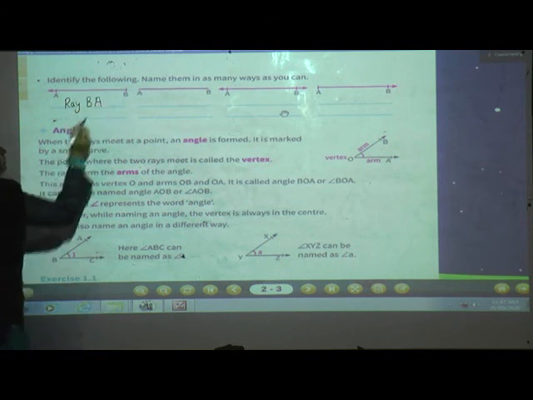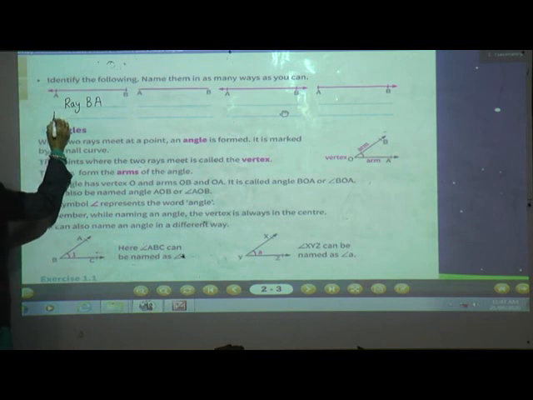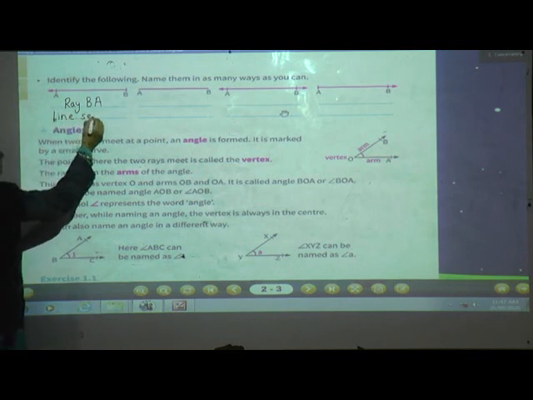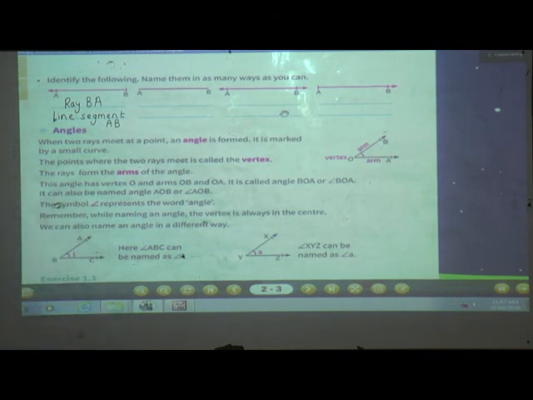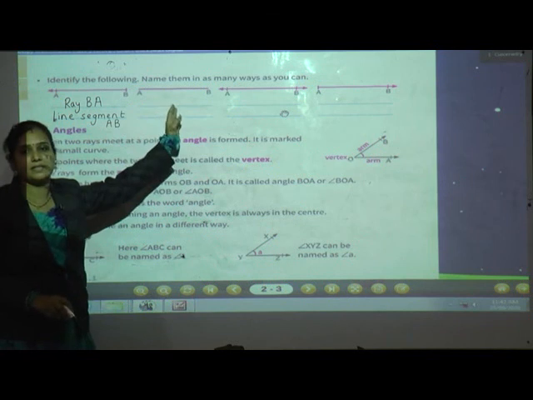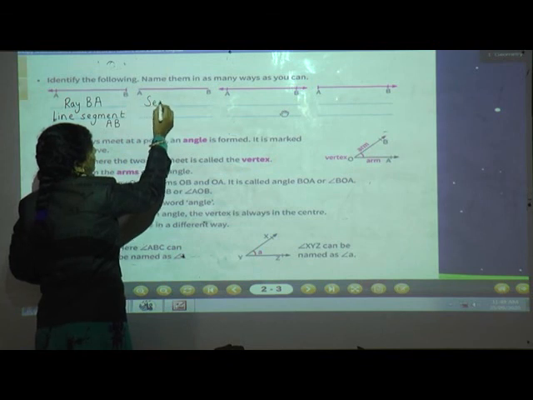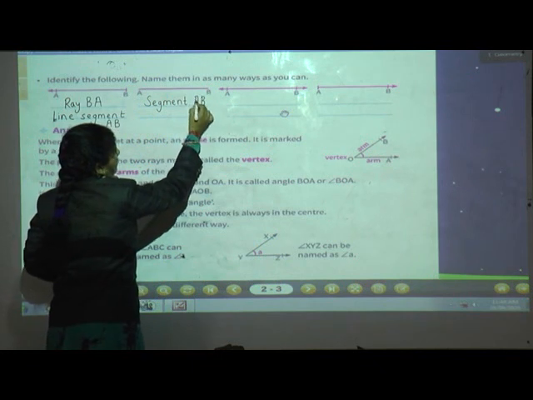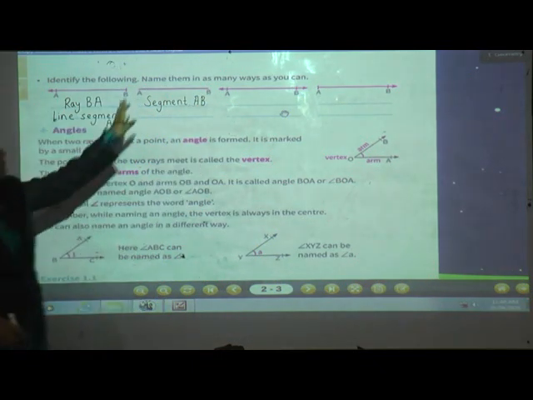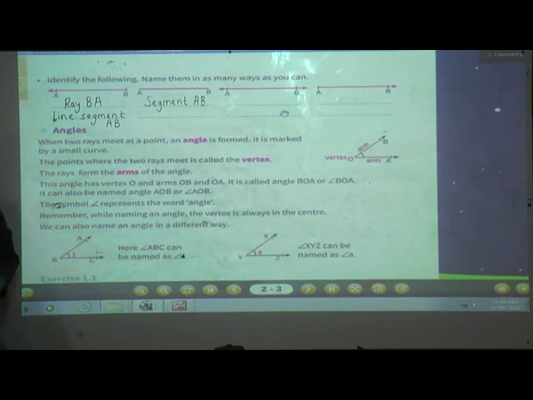BA. Another name of this figure is line segment AB. Next figure, what is this? This is a line segment AB, because it has a beginning point and an end point also. So this is a segment.